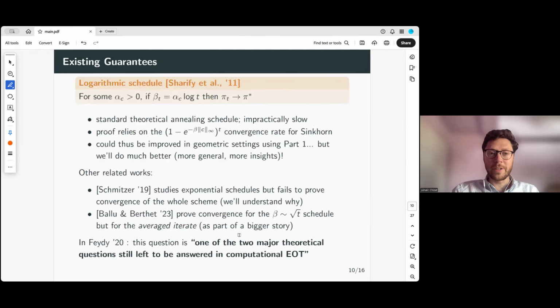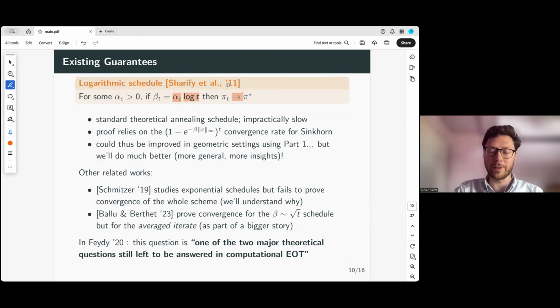Okay, so let's see what is known so far about this problem. The main result that is known is quite old, like 15 years old. It tells us that if you consider a logarithmic annealing schedule, so it grows very, very slowly to plus infinity, then you can guarantee that you'll indeed converge to some optimal transport plans. I mean, you are not certain to have a unique optimal transport plan in general, so this is convergence up to subsequences to an optimal transport plan.